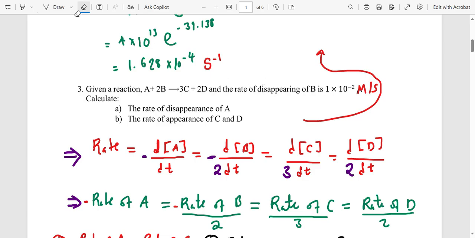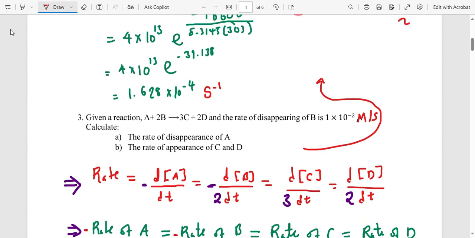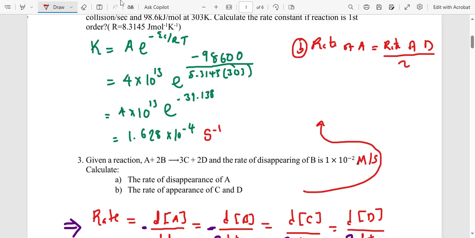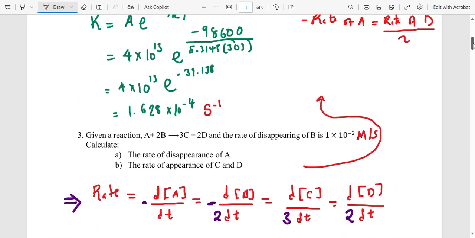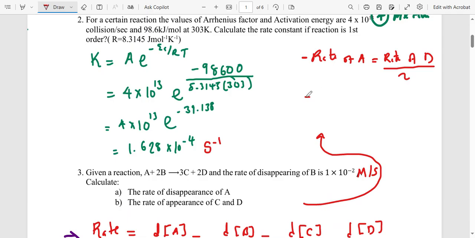So just by virtue of us saying this is the rate of disappearance, it means that in the formula where we're supposed to have negative rate of A. But remember the rate of A was the rate of disappearance and it is 5 times 10 power negative 3. So there's a negative that is part of the formula, but there's a negative that is coming just from the word disappearance. So it will still end up giving you a positive. And this should be equal to the rate of appearance of D divided by 2.